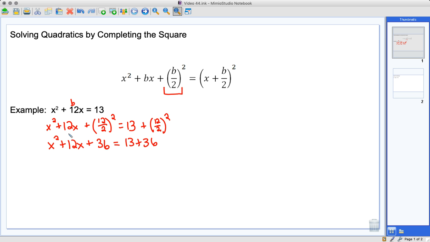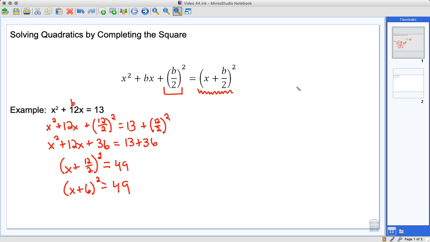So then what we're going to do with the left side of our equation is turn it into this binomial squared. So we're going to have x plus our b, which was 12, over 2. That whole quantity is squared. On the right side, we're going to simplify. 13 plus 36 is 49. So then I get the problem x plus 6 squared equals 49.